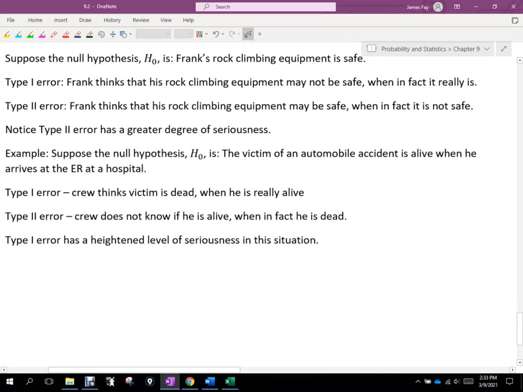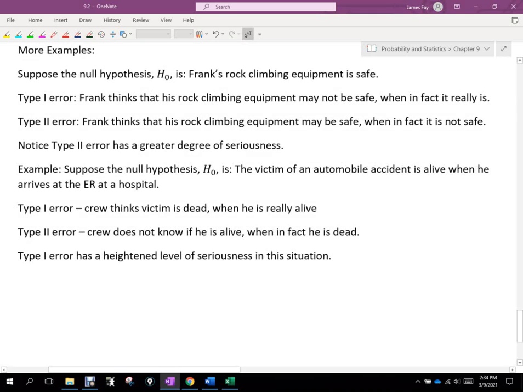Another one down here, say we have a victim of an automobile accident. Null hypothesis: the victim of an automobile accident is alive when he arrives at the ER at the hospital. That's the assumption. He's alive when he gets there. Type 1 error, the crew thinks he's dead. So what's the crew going to do if they think he's dead? Nothing. They're going to stop treatment. And then what's going to happen to that guy? He's going to die. So that's a pretty high level of seriousness.